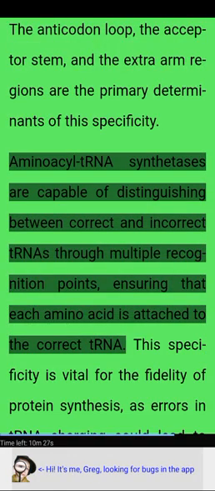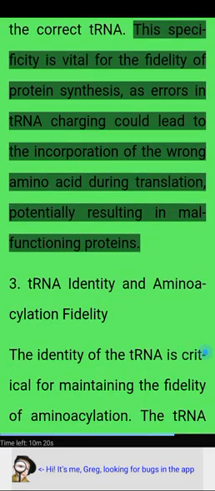Aminoacyl tRNA synthetases are capable of distinguishing between correct and incorrect tRNAs through multiple recognition points, ensuring that each amino acid is attached to the correct tRNA. This specificity is vital for the fidelity of protein synthesis, as errors in tRNA charging could lead to the incorporation of the wrong amino acid during translation, potentially resulting in malfunctioning proteins.